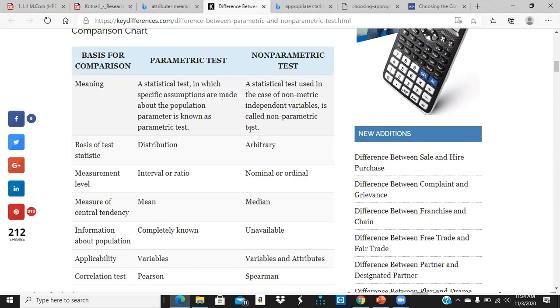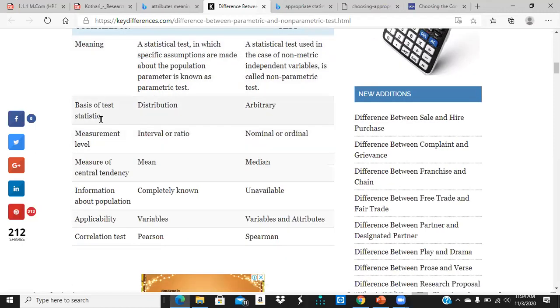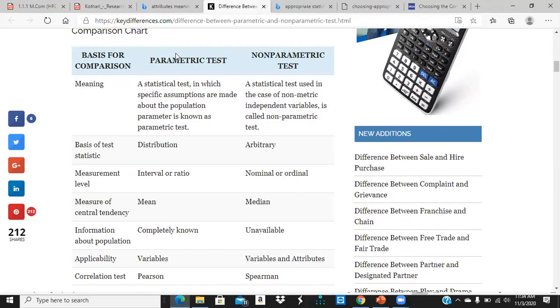So that test is called a non-parametric test. And what is the basis for the test statistic in a parametric test? That is the distribution. Distribution is a very important criterion for choosing a parametric test. And here, arbitrary. Arbitrary means, see, a parametric test is used when our data is variable in nature.